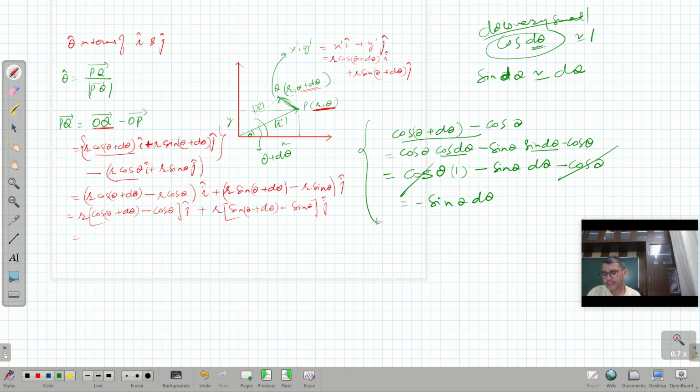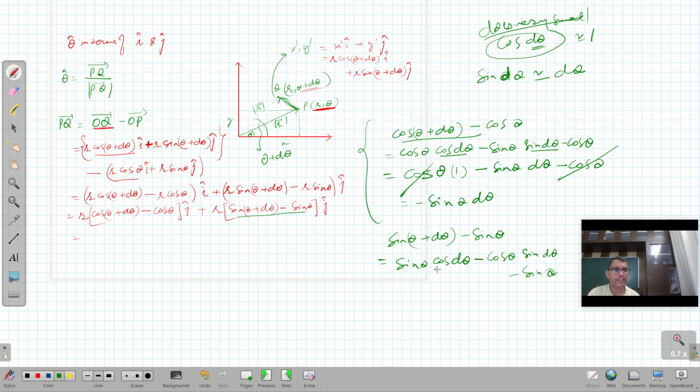Similarly, I can expand another term, the sine of theta plus d theta. Let me do a little more algebra now. It is sine of theta plus d theta minus sine theta, and what it will be, it is sine theta and cos of d theta minus cos theta and sine d theta, and minus sine theta.